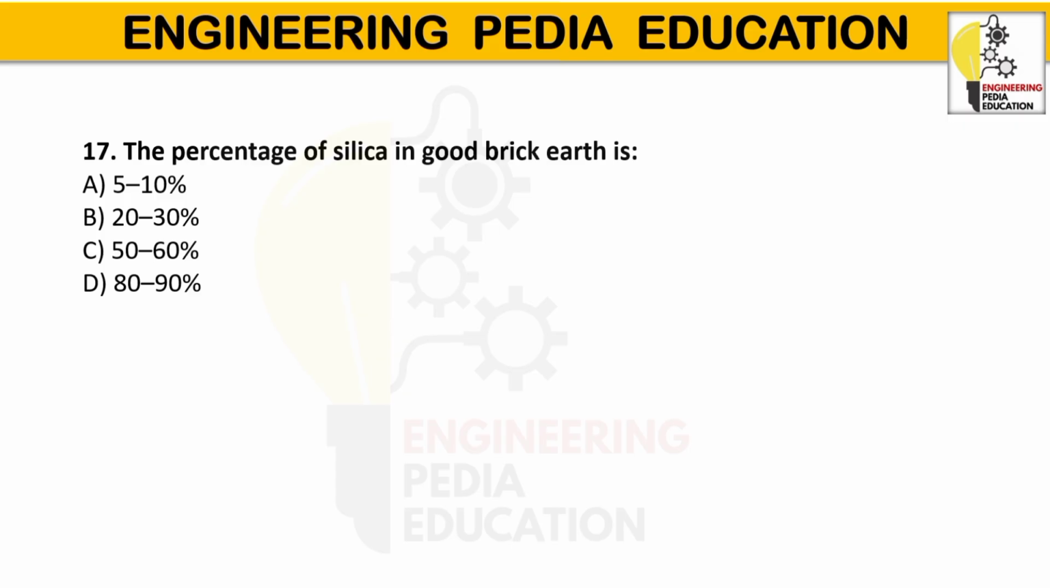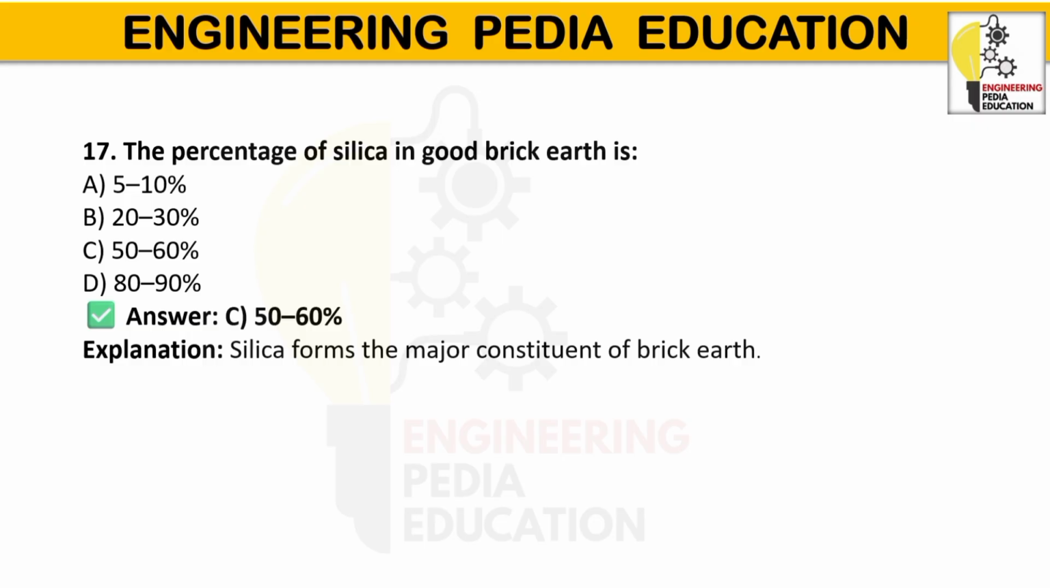The percentage of silica in good brick earth is 5 to 10%, 20 to 30%, 50 to 60%, or 80 to 90%. So the correct option is 50 to 60%. Silica forms a major constituent of brick, 50 to 60%. It prevents excess shrinkage, prevents cracking, maintains shape, and increases durability and strength. The effect of excess silica is that the brick becomes brittle and weak, and may shrink, crack or break. Option C is correct.